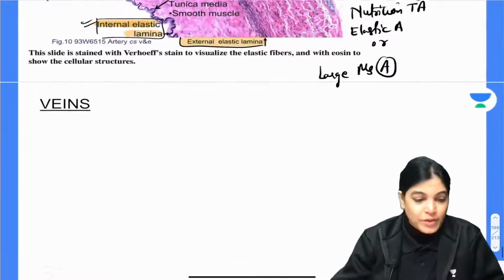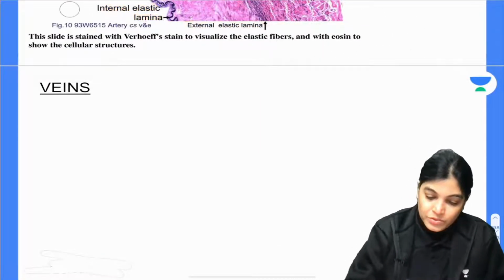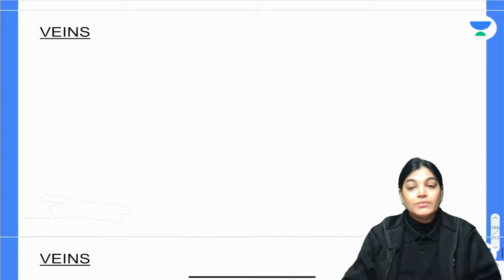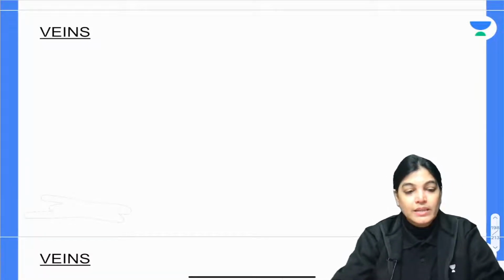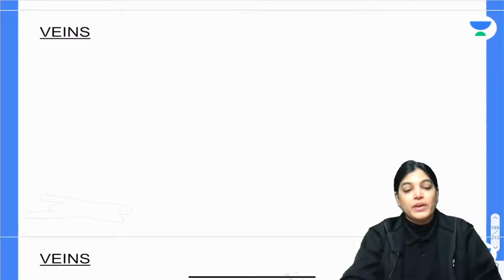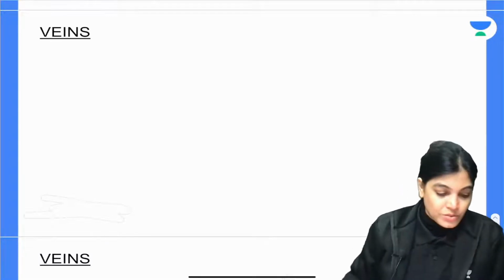Now let's talk about the vein. So we have done with the elastic artery, and we have done with the muscular artery. The last structure which I want you to describe is the vein. When we compare the vein, the walls of the vein are thin walled in comparison to those of the artery. So it will be thin walled.